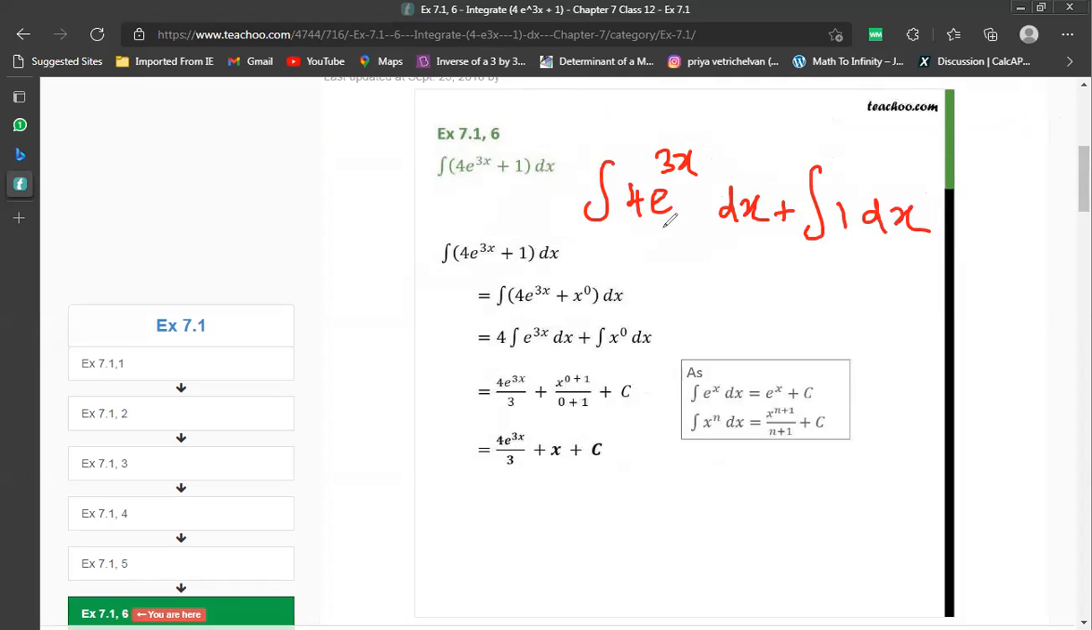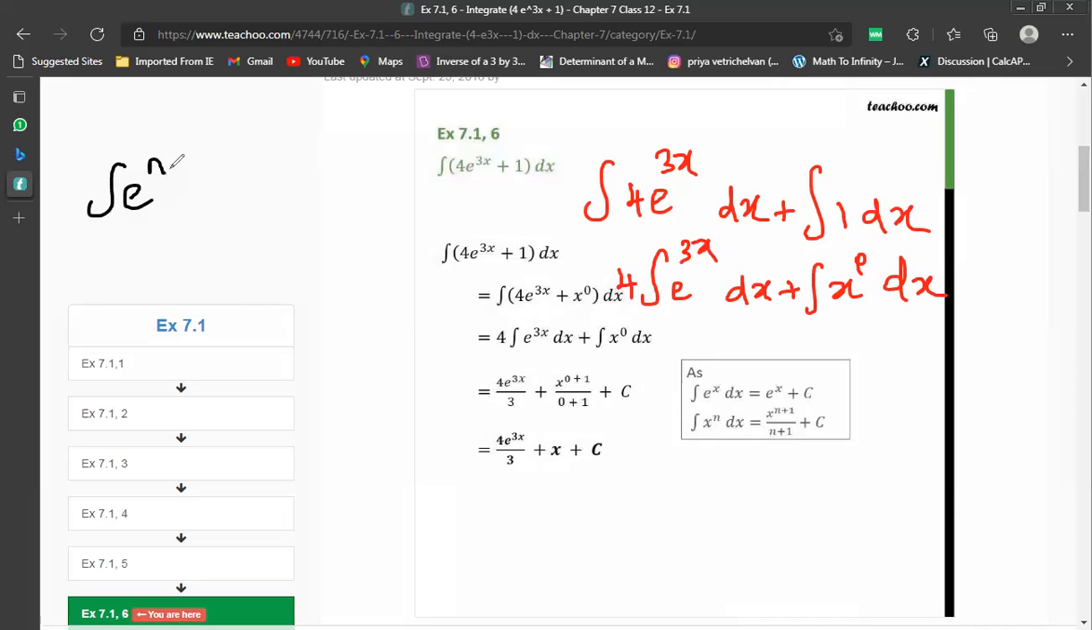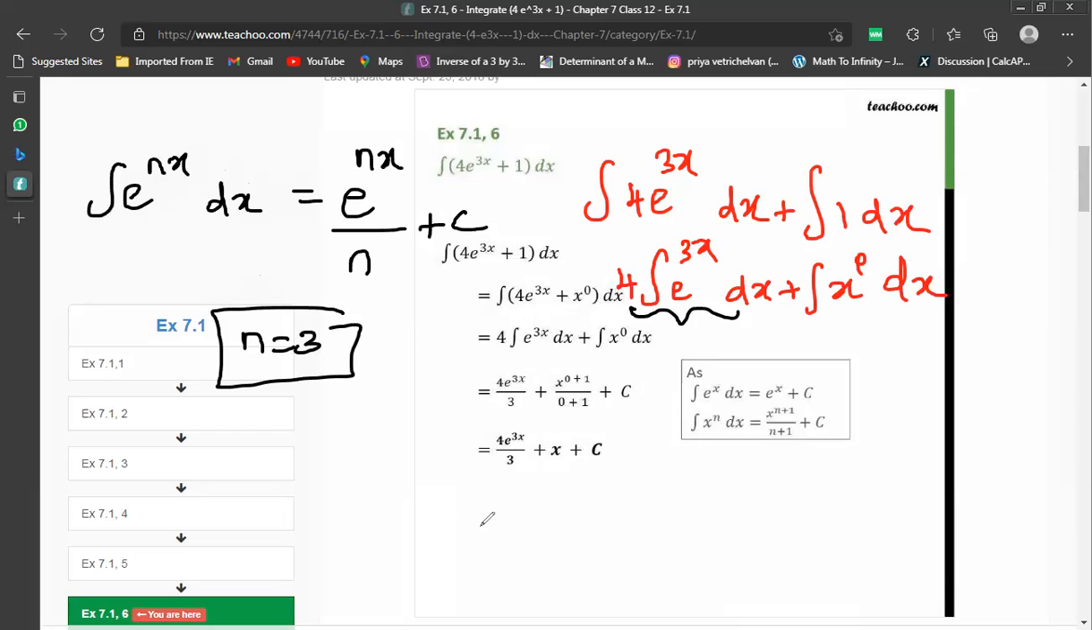So 4 into e power 3x can be written as 4 times integral of e power 3x dx, plus 1 can be written as x power 0, because anything power 0 is 1. And what is integral e power nx dx now? E power nx upon n, plus c. Here the value of n is 3. So it will become 4 into e power 3x upon 3.